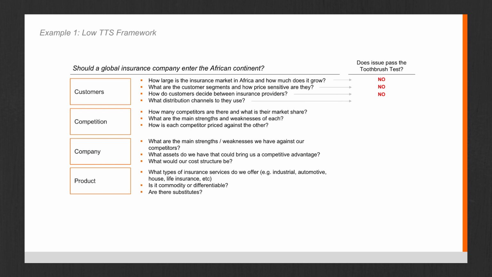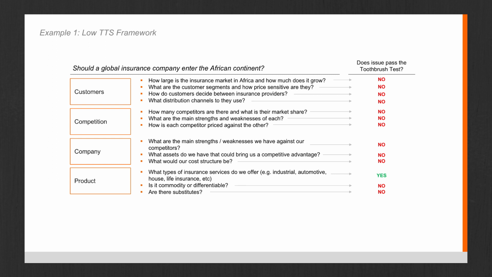What distribution channels do they use? You guessed it, no. Now, I'm not going to waste more of your time here. I'm just going to show all of these. And the answer to almost all of this is no, because I basically copy-pasted this from a case interview book. But there's one that has a yes, so let's analyze that. What types of insurance services do we offer? For example, industrial insurance, automotive insurance, house insurance, life insurance, etc.